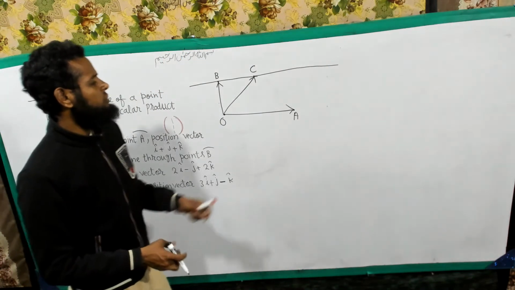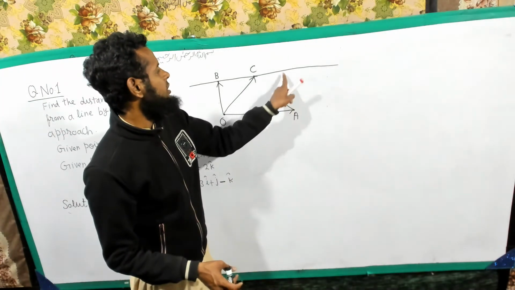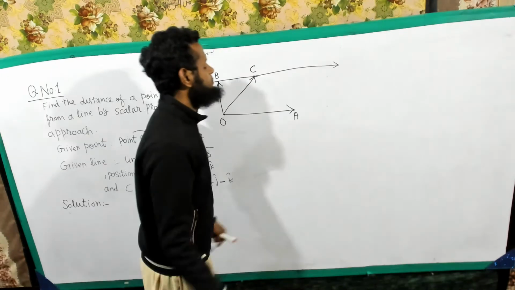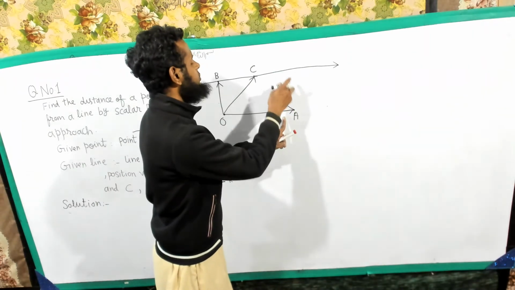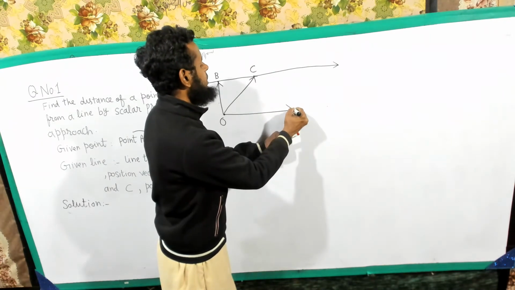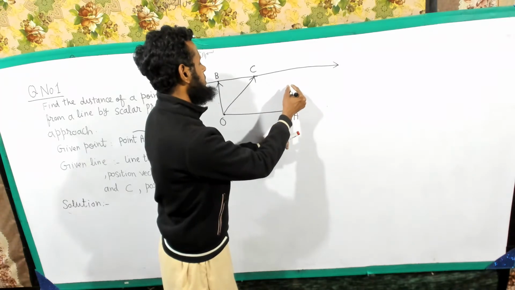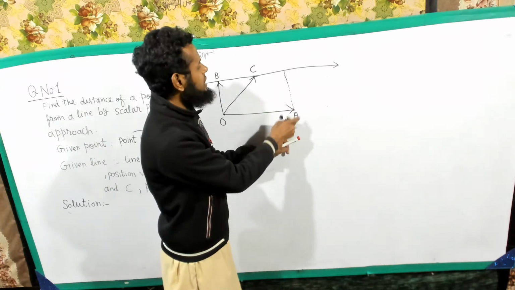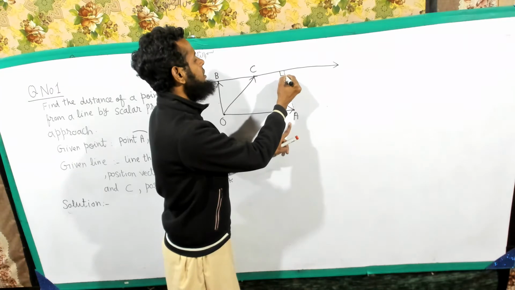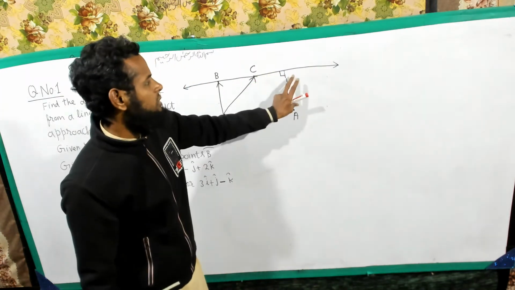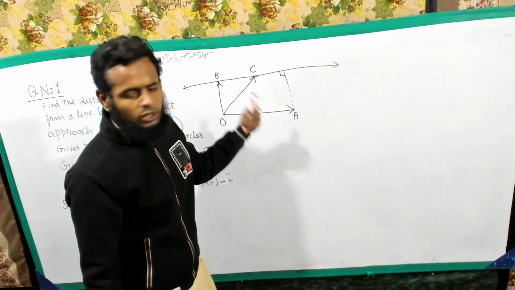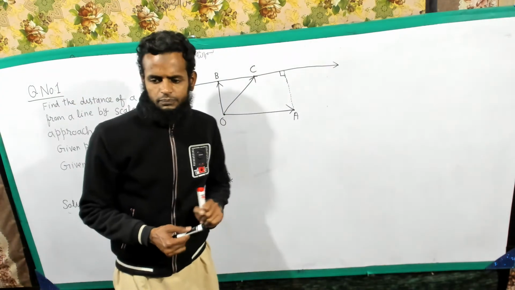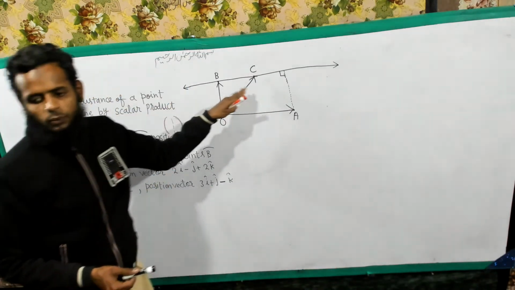Our requirement is to find the distance of this point from this line. As this is a line, we put arrowhead. So the distance of this point from this line will be a perpendicular. We draw a perpendicular from this point A to this line, and after this we find the length of this perpendicular, which will be the distance of our point from the line which is passing through point B and C.